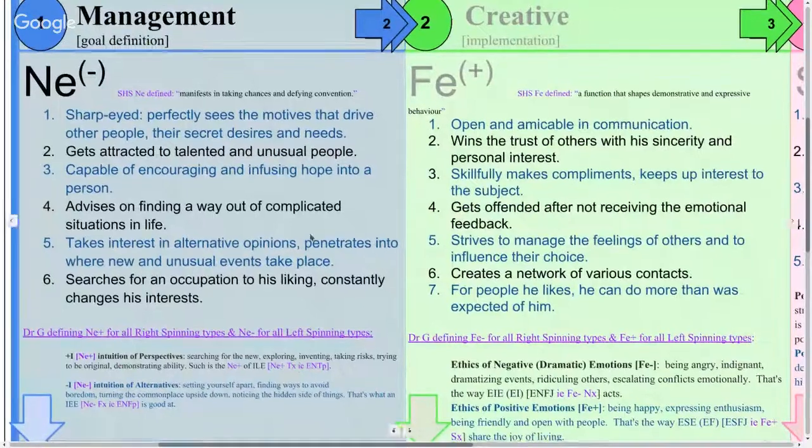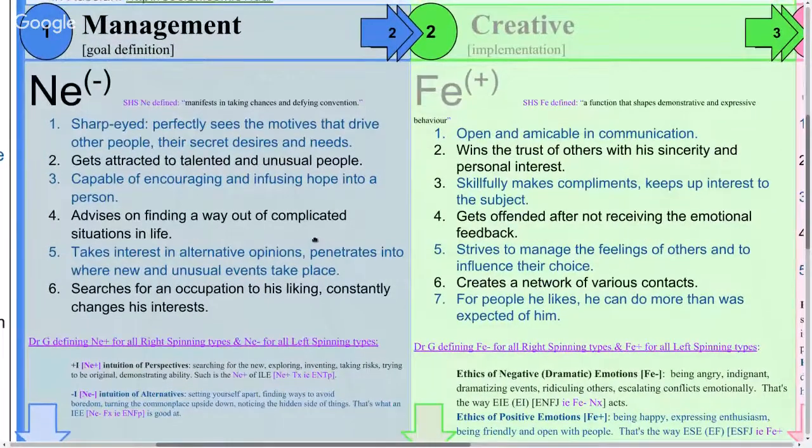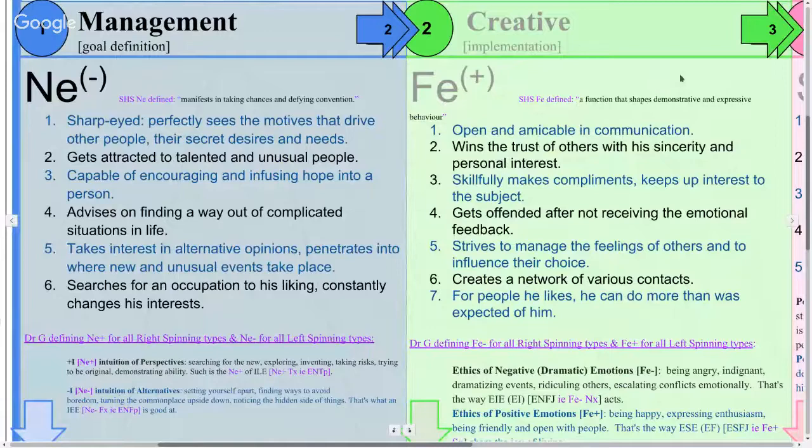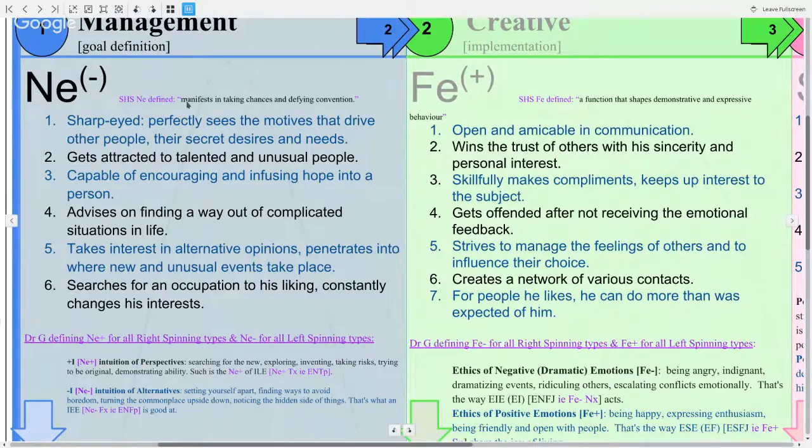Right then, so management NE, and I'll get on to the creative after I've done this. So NE is defined there. I know it's small and hard to see, but this is the short definition in the School of Humanitarian Socionics: manifests in taking chances and defying convention. Number 1, sharp-eyed, perfectly sees the motives that drive other people, their secret desires and needs.